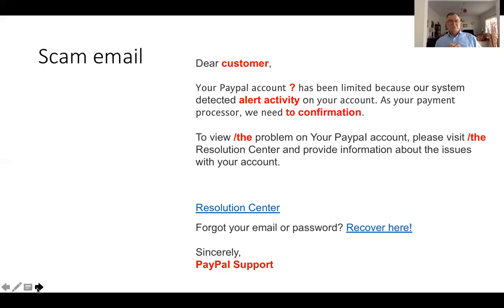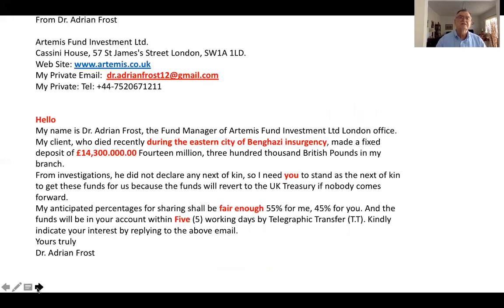So would PayPal really send out emails with grammatical errors in? I don't know. The problem and the resolution center, I think the article is missing there. So I'm suspicious about that, and I didn't click on the links. We'll have a look in a moment at how we can exploit this, but here's another one.